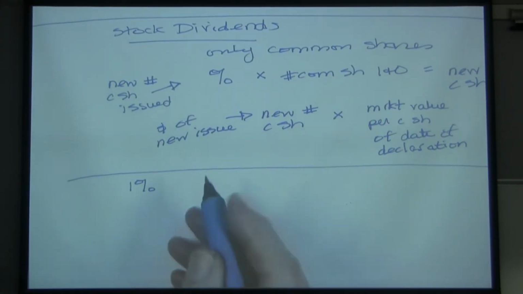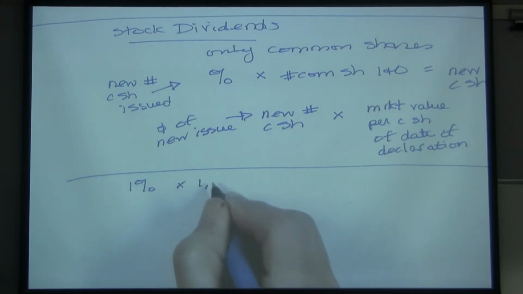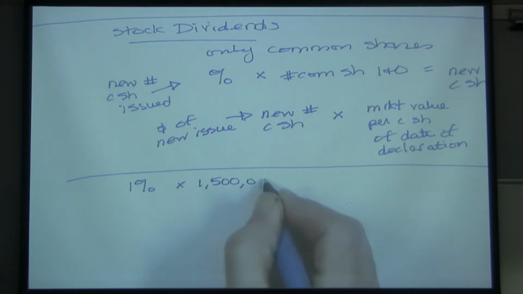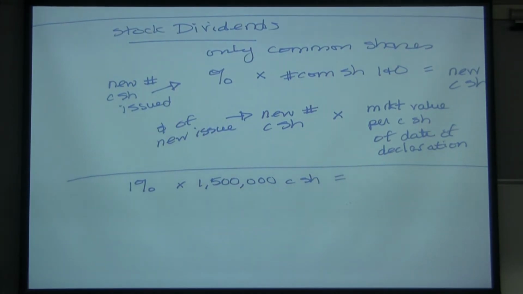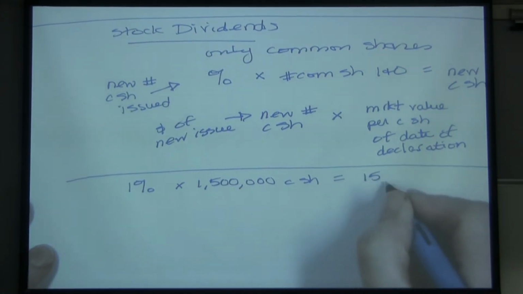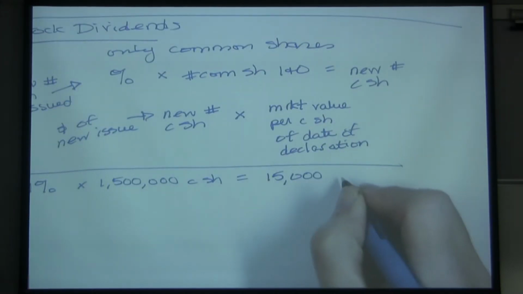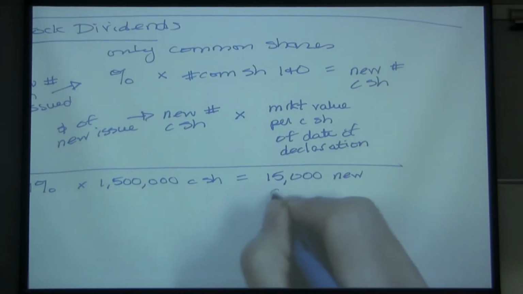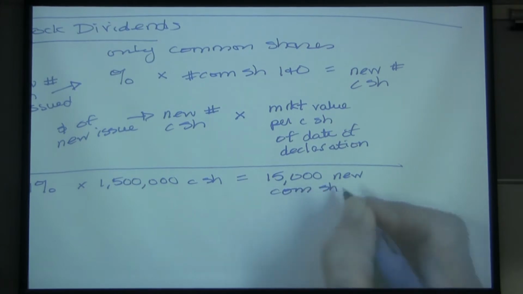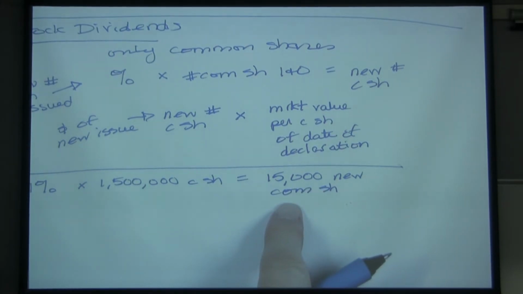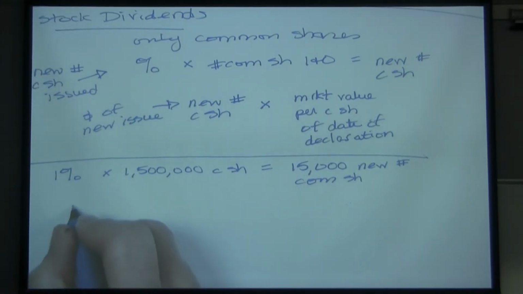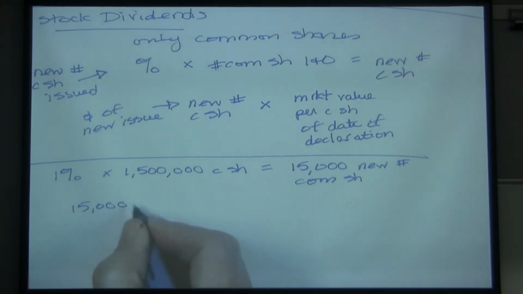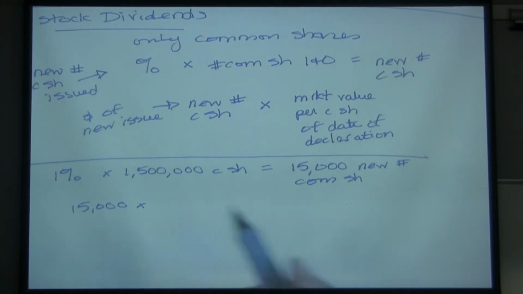We take our 1% stock dividend times 1.5 million common shares, and that will give us the new number of shares. So we're going to issue 15,000 new common shares for our stock dividend. So now we have the new number of common shares. Now we need the dollar amount. So we'll take that 15,000 and multiply by the market value on the date of declaration.